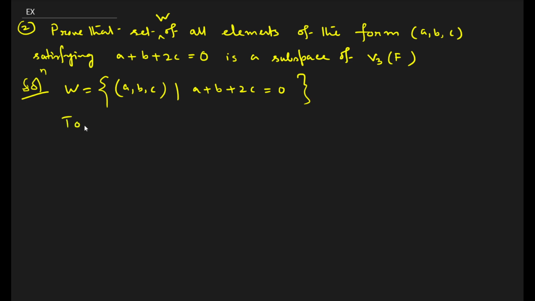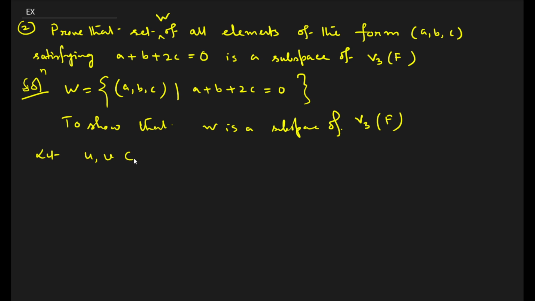Okay, then only the element ABC will come in W. Now what to show? To show that W is a subspace of V3 of F. So here also you see V3 means all the elements are three-dimensional. Now it's very simple. To show that W is a subspace, what do we have to do first? We have to take two elements. So u, v belong to W and two scalars alpha, beta belong to F. Now what will be the form of u? Suppose A1, B1, C1, so it is three-dimensional, such that A1 plus B1 plus twice C1 should be what? 0. Okay, it has to be 0, otherwise it will not be in that set.